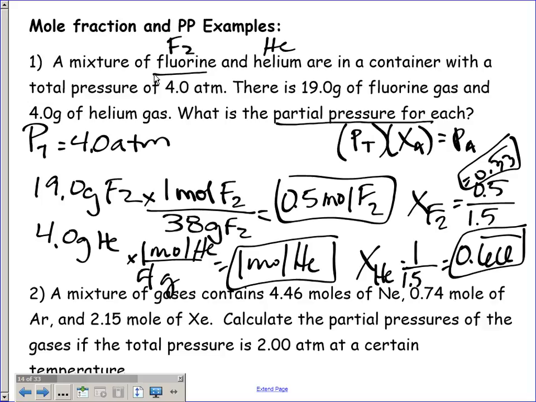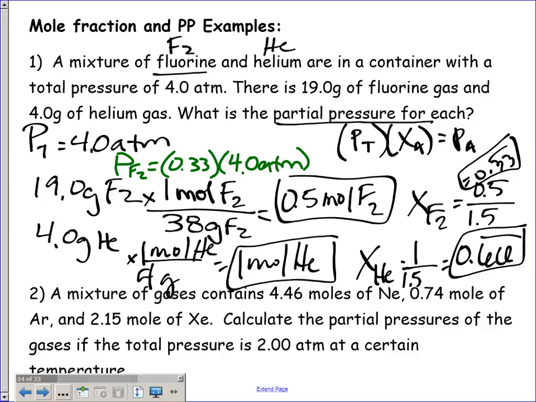Multiplying the two. So I'm going to do 0.33 first on that space. So partial pressure of F2 is equal to 0.33 times 4.0 atmospheres. This atmosphere, you do need to put that unit there. The 0.33 again is unitless because it's a mole fraction. So what's a third of 4? 1.33 atmospheres.